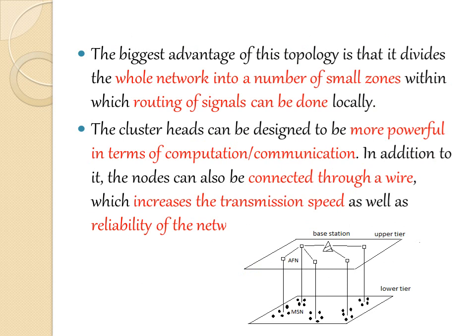The biggest advantage of such kind of topology is that it divides the whole network into a number of small zones within which routing of signals can be done locally. The cluster heads can be designed to be more powerful in terms of computation and communication. In addition to this, the nodes can also be connected through a wire, which increases the transmission speed as well as the reliability of the network.